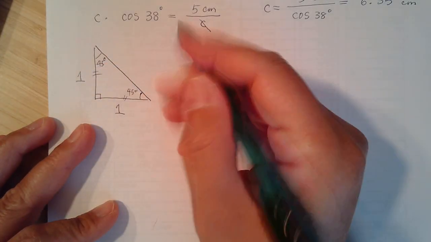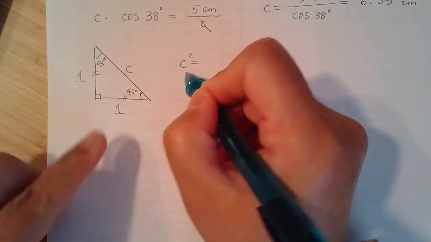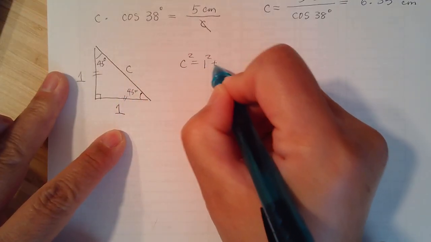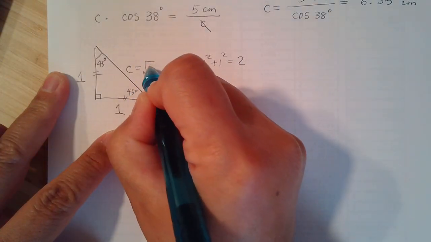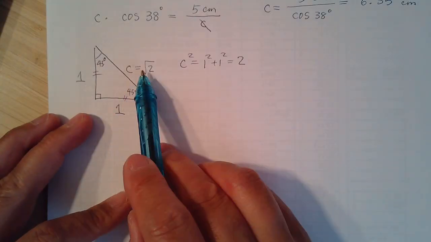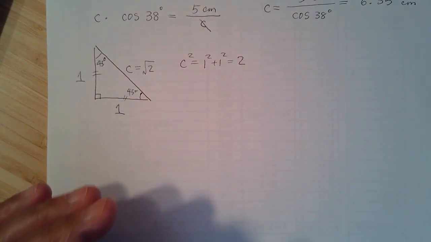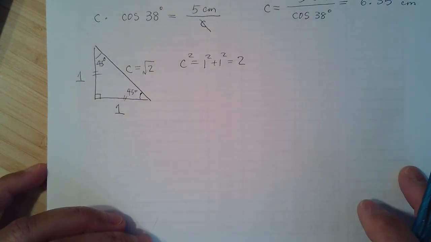And what is this side? So that's the little c. We know c squared equals a squared plus b squared, which is 2. Therefore, my c should be root 2. So for this 45 degree, you have 1, 1, root 2. I want you to remember this ratio, okay?